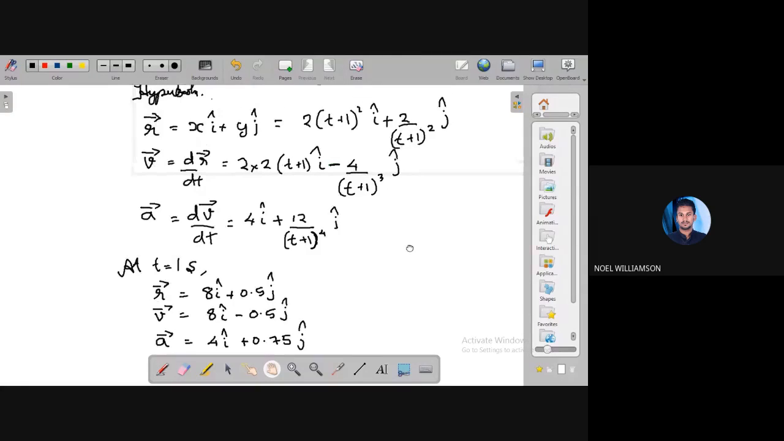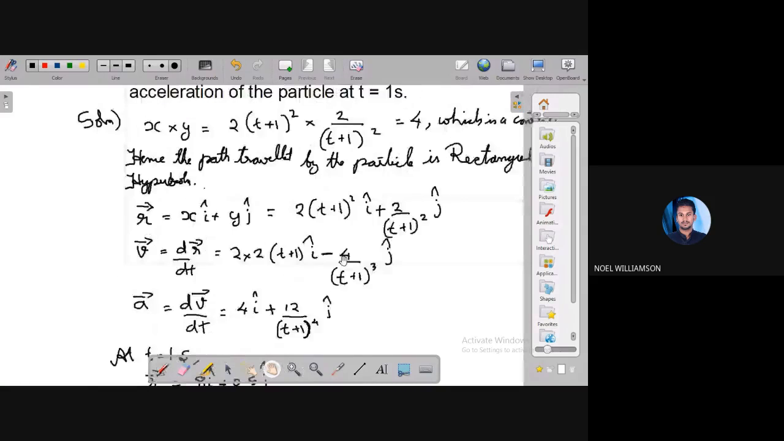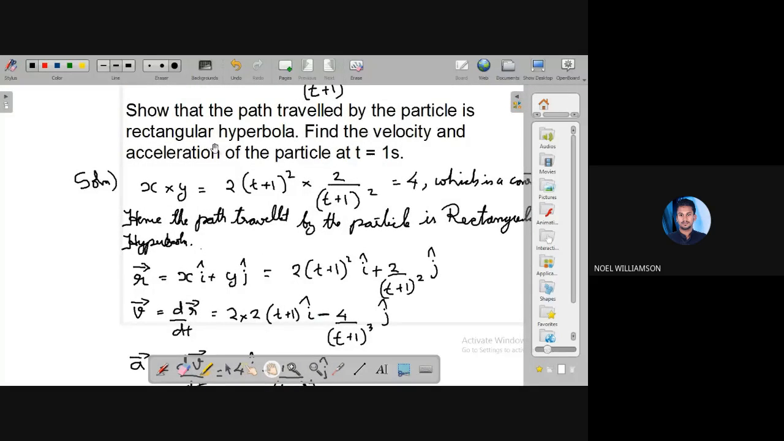So first of all, we have found the vectors of the displacement, velocity, and acceleration. After that, we have substituted the value for the time, that is t equal to 1 second. Then we have reduced the vector to this particular value. Now we have to find the magnitude of velocity and acceleration. It is being asked in the question, that is, find the velocity and acceleration at t equal to 1 second.